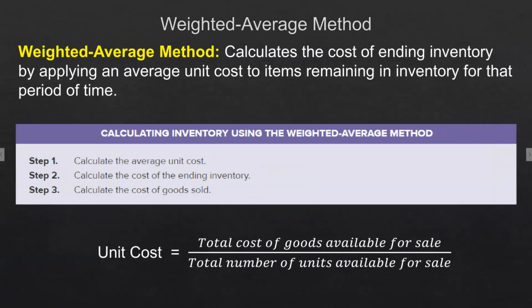Here's the next method called weighted average. And that's truly what we're finding. We're going to find a weighted average, meaning we're going to add up all the items that we have and the cost of those and do a division. Notice it says calculate the average unit cost, and right here shows you how to do that. Total cost of goods available divided by the total number of units for sale. And then step 2, calculate the cost of ending inventory and calculate the cost of goods sold.